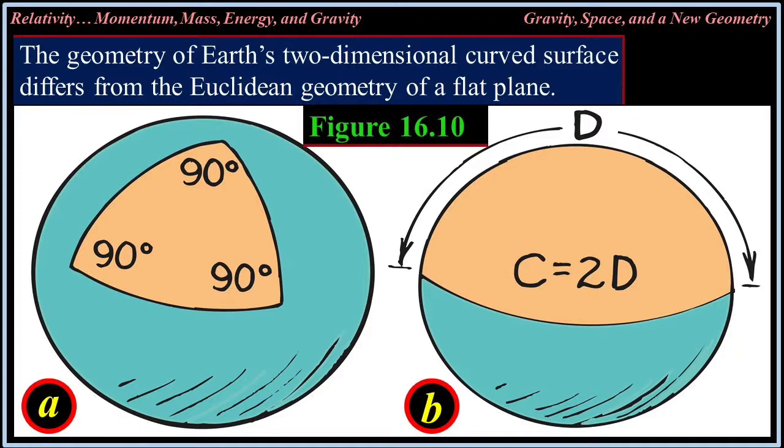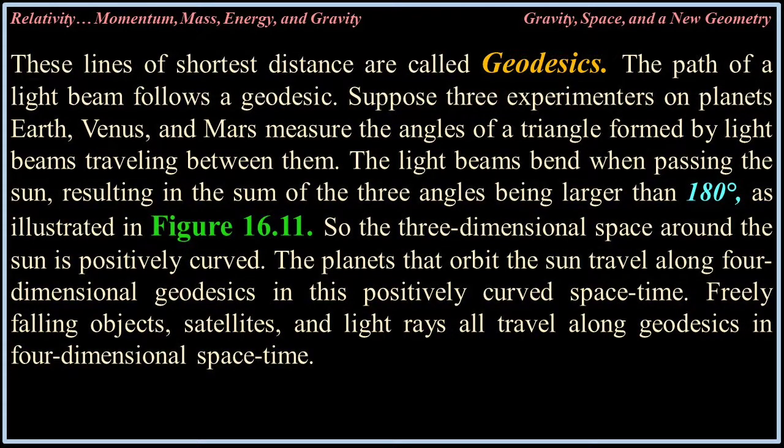Of course, the lines forming the triangles in figures 16.9 and 16.10 are not straight from the three-dimensional view, but are the straightest or shortest distances between two points if we are confined to the curved surface. The geometry of Earth's two-dimensional curved surface differs from the Euclidean geometry of a flat plane. You have A and B. These lines of shortest distance are called geodesics. The path of a light beam follows a geodesic.